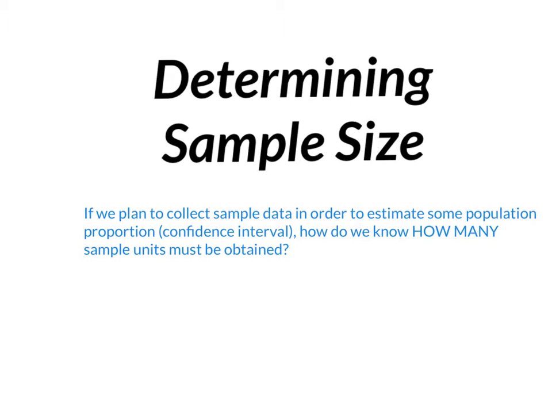So the sentence there at the bottom: if we plan to collect sample data in order to estimate some population proportion or a confidence interval, how do we know how many sample units must be obtained? So that's what we're going to do today, is figure out how many sample units we must obtain to be as sure as we need to be.